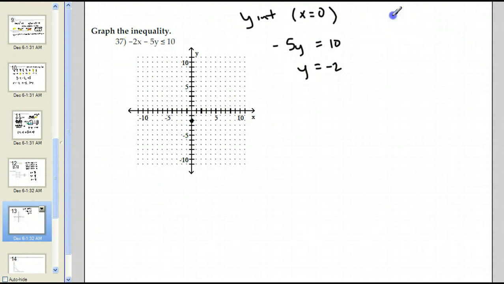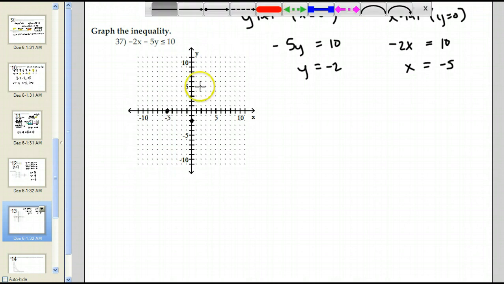Alright, and then the x-intercept occurs when y equals 0. So if I set y equals 0, this part's gone, and I've got negative 2x equals 10. So x equals negative 5, which is right there. Alright, and if I connect those with a line, something like that.